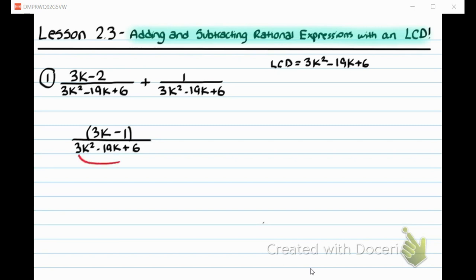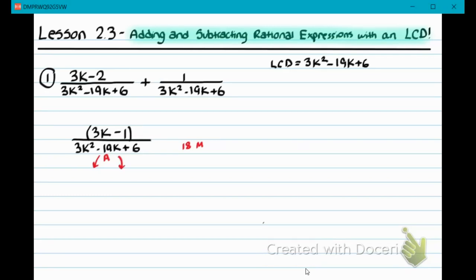So we would multiply 3 times 6. That would give me 18. Now I'm not going to do anything with this 18, but I'm going to find two numbers that multiply to make 18, but add to make negative 19. And then I'm going to split the middle with those two numbers. So we're looking for two numbers that multiply to make positive 18, but add to make negative 19, which would be negative 18 and negative 1.